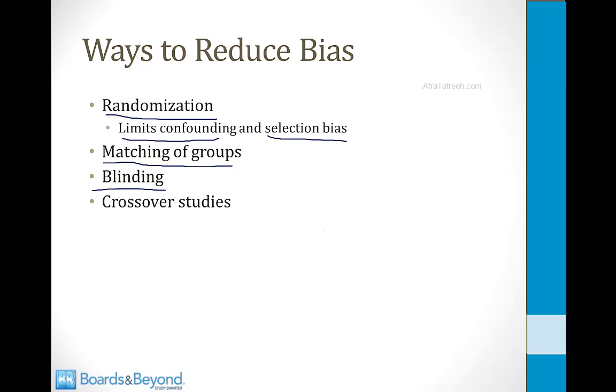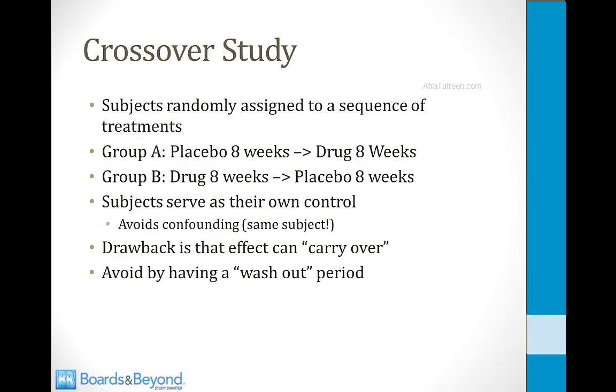And then one special way to reduce bias is to do something called a crossover study. A crossover study is when subjects are randomly assigned to a sequence of treatments. So for example, Group A might get a placebo for 8 weeks, followed by the drug for 8 weeks, and Group B might get the drug first and then the placebo. When you do this, the subjects can serve as their own control, and this can avoid confounding because you're using the same subject to compare to itself.